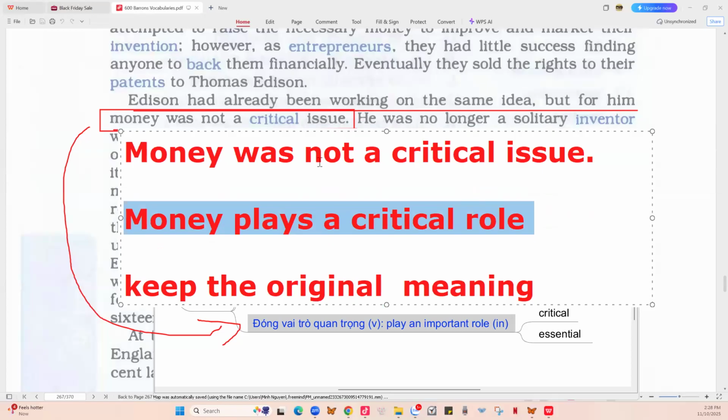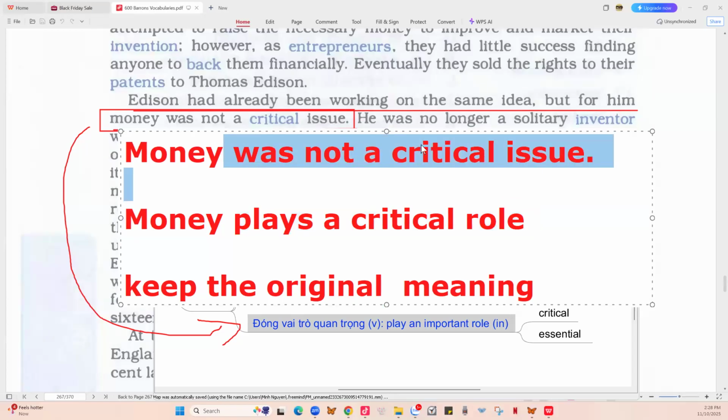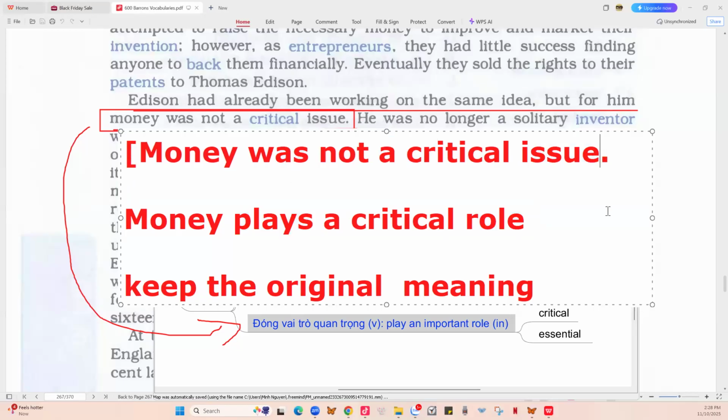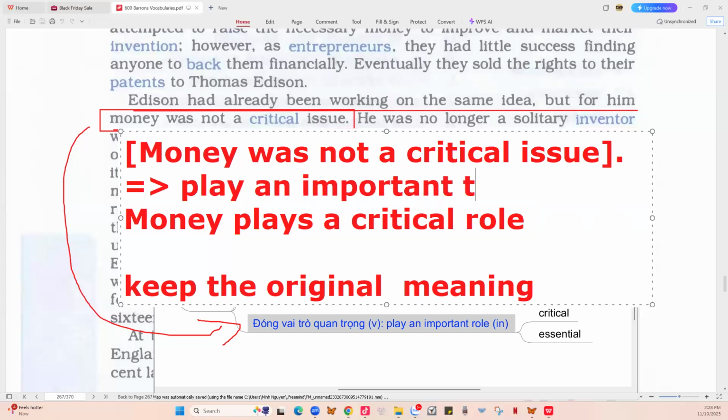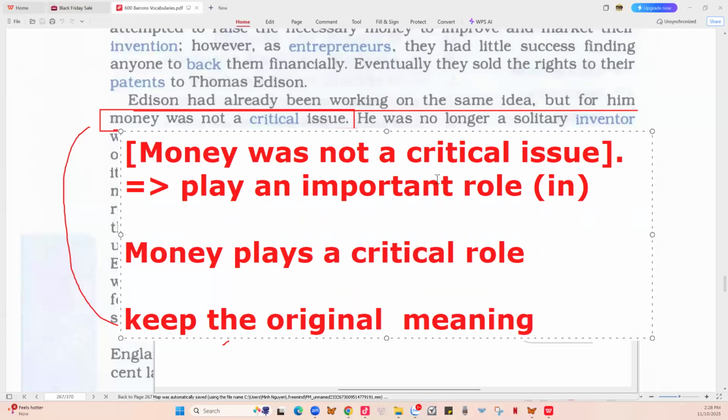Không phải. Ở đây là người ta đang kêu là money was not a critical issue là cái câu ở trong bài. Và cái cấu trúc mình đang cần sử dụng là play an important role. Đây là động từ play. Thì cái nghĩa của nó là tiền, rồi cái này là câu của trong bài này, tiền là cái vấn đề quan trọng. Thì bây giờ sử dụng cái cấu trúc play an important role in, ok, để đưa ra một cái câu khác.